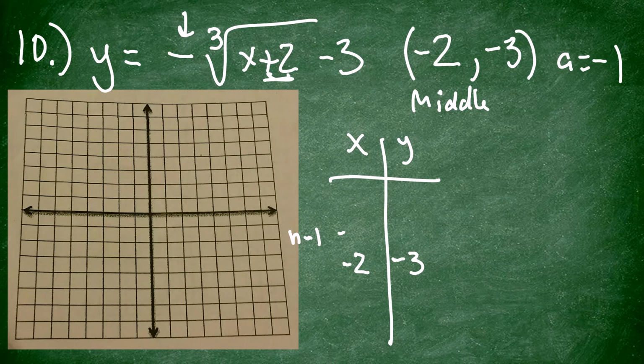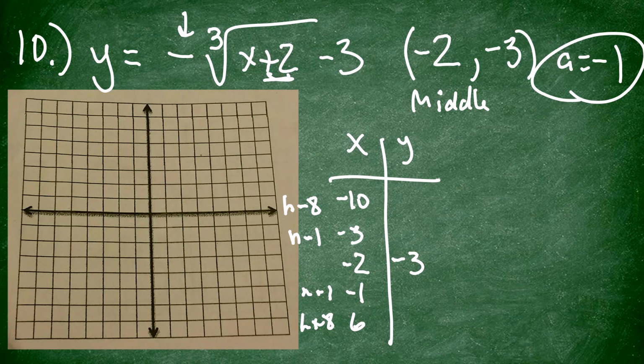Remember, I do h minus 1, that's why I have negative 3. I do h minus 8, negative 2 minus 8 is negative 10. I do h plus 1. That's why I get negative 1. H plus 8. That's why I get positive 6. Now, I'm going to use my a trick. So I do negative 3 plus a. So negative 3 plus negative 1 gives me negative 4. Negative 4 plus a gives me negative 5. Now when I go up, it gets bigger, so I get negative 2, negative 1.